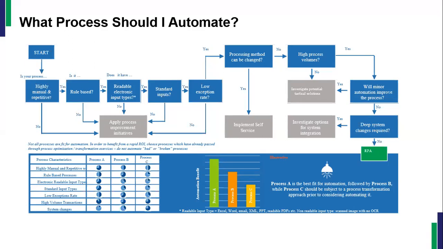Basically, it can be a repetitive process, but it should not change from time to time. Based on that, we can select the processes and start automating them. First we'll go with a highly manual and repetitive process, which is standard. It should not change, not even 10 to 15%, for at least a year or two. Most organizations have such standard processes.